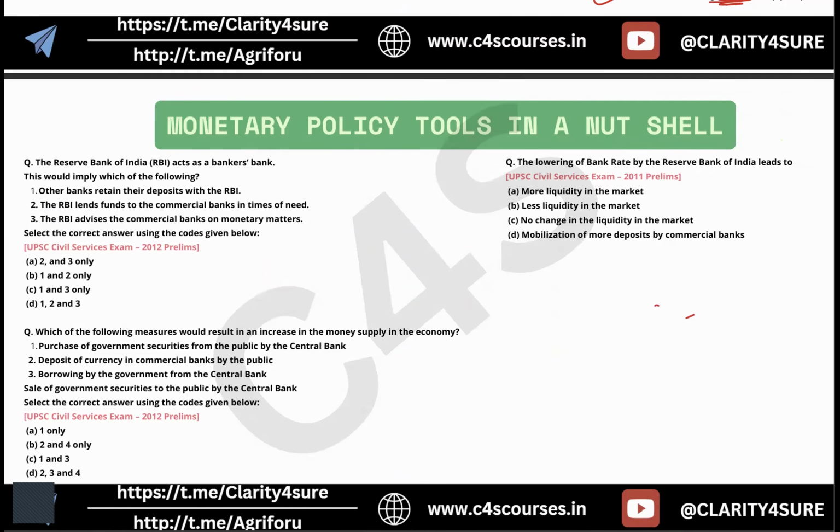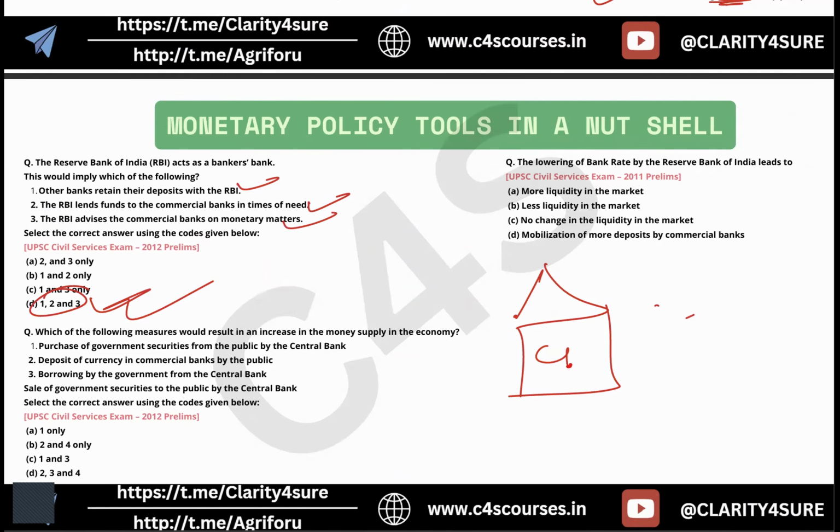Next, the Reserve Bank of India acts as a banker's bank. Other banks retain their reserves, yes, right. The RBI lends funds to the commercial banks, right. The RBI advises the commercial banks on monetary matters, right. All three are right statements here. Then which of the following measures would result in an increase in money supply in the economy? Purchase of government securities from the public by the central bank. See, liquidity supply will only increase when the central bank injects money into the system. So when it purchases government securities, it is giving money to the outside. So this is right.